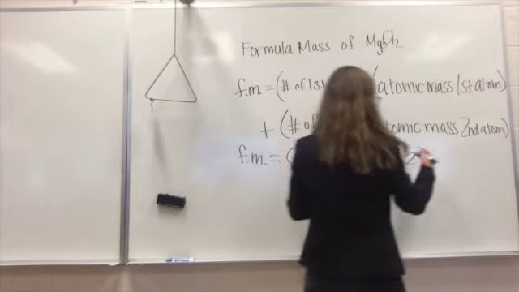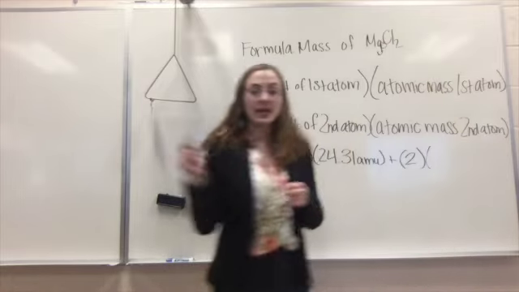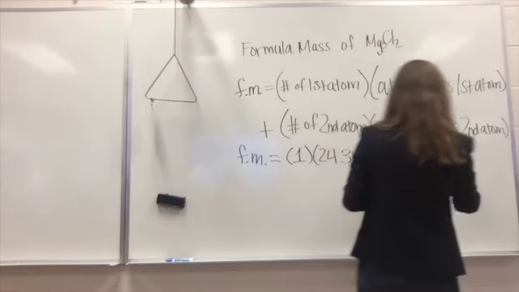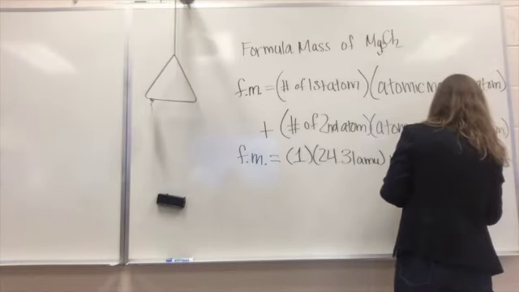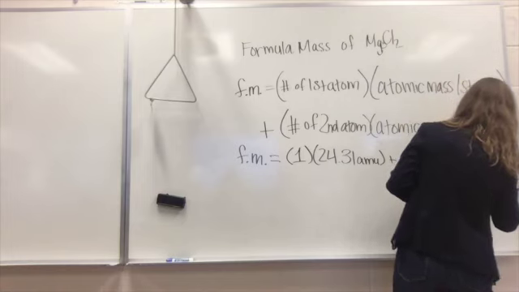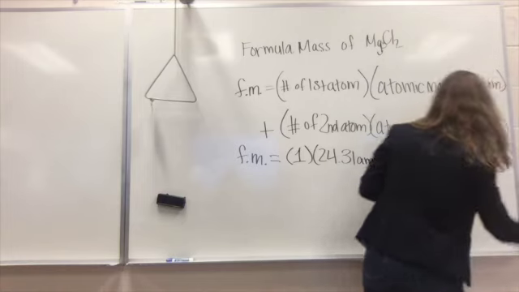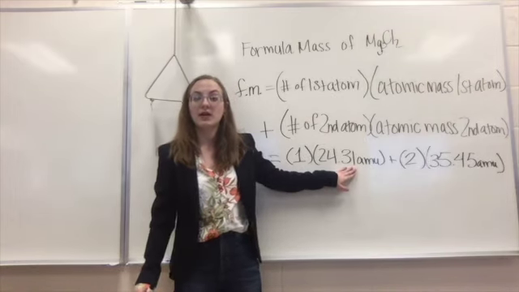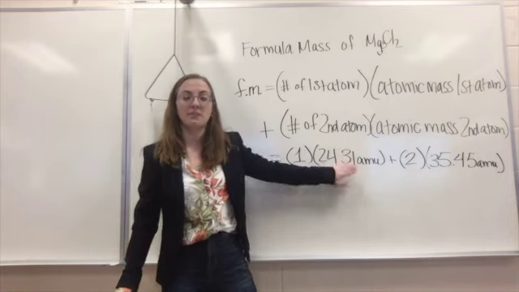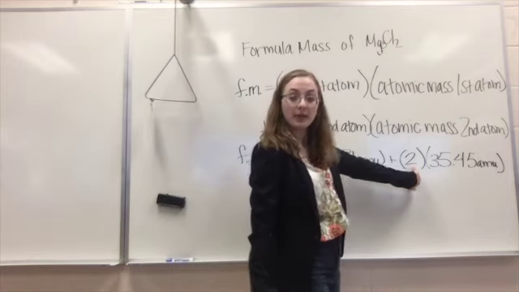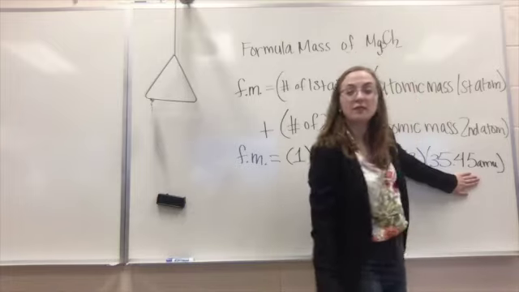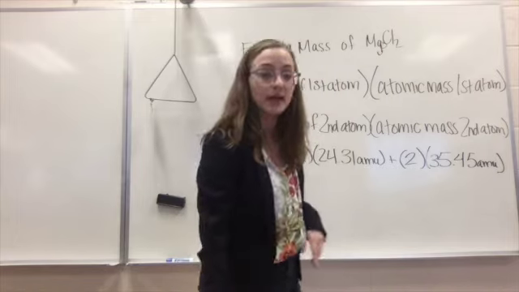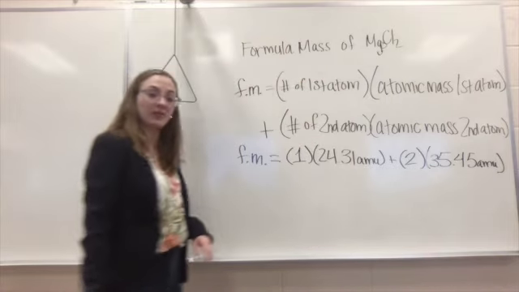So 2 chlorine atoms, and then I'm going to again go to the periodic table in the front of your book for that mass, which is going to be 35.45 AMU. Okay? So again, I got the 1 from the chemical formula, I got the 24.31 from the periodic table, I got this 2 from the chemical formula, and I got the 35.45 from the periodic table as well. Okay? So that's where the numbers came from. Let's go ahead and do some math with them, okay?